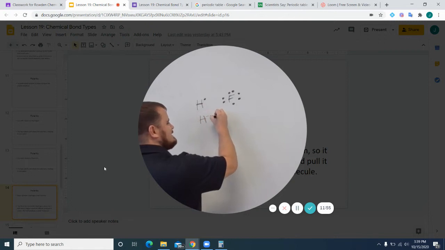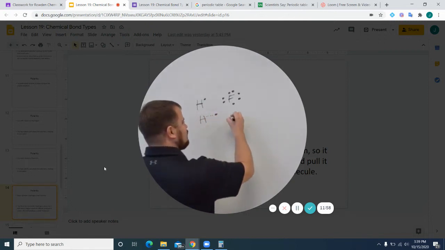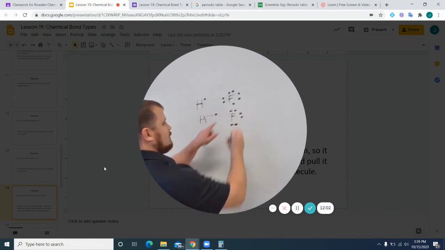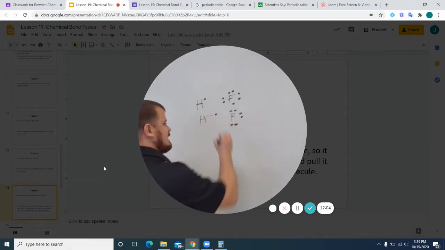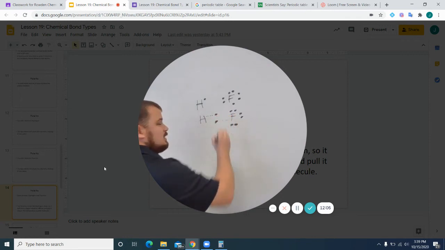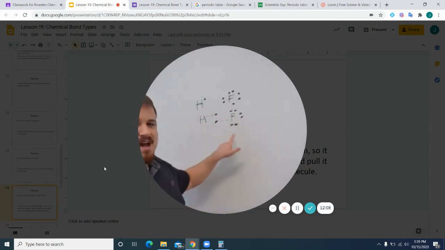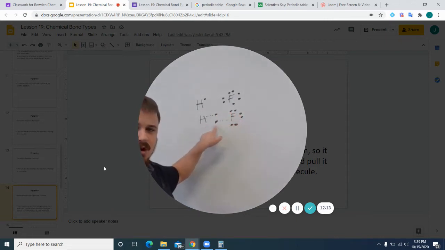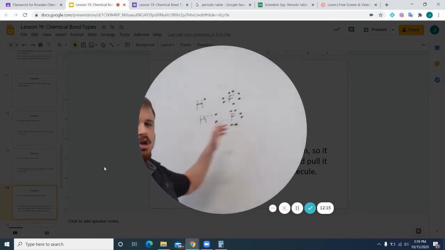So hydrogen has this electron, and then fluorine has all of these electrons. Remember, I'm going to draw that one loner electron. I'm going to have it face the hydrogen, and it's going to be like this. So see, by doing that, fluorine now has 1, 2, 3, 4, 5, 6, 7, 8 like it wanted. Hydrogen has 1, 2 like it wanted. So it's a good arrangement.